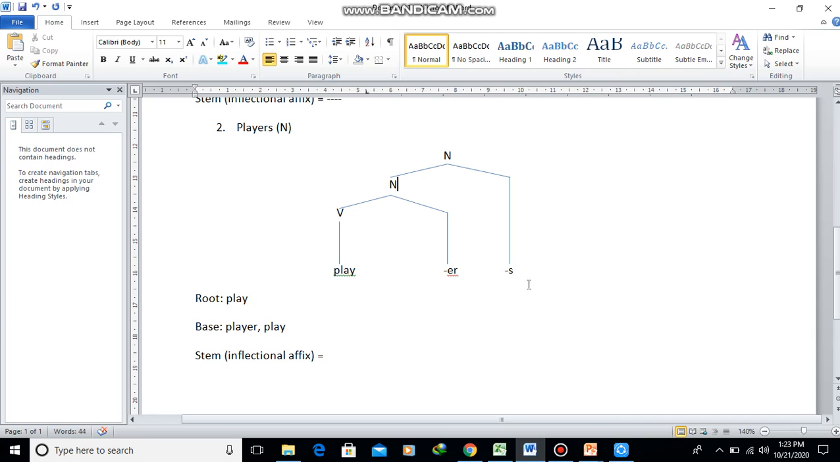If you just want to memorize, from the last week's material, I gave you one example of inflectional affix, which is s, which means plural. It means plural because it is added to a noun. So there is one inflectional affix here. That means there is a stem there because it is attached to the word player, which means the stem is player. So that's how we analyze players.